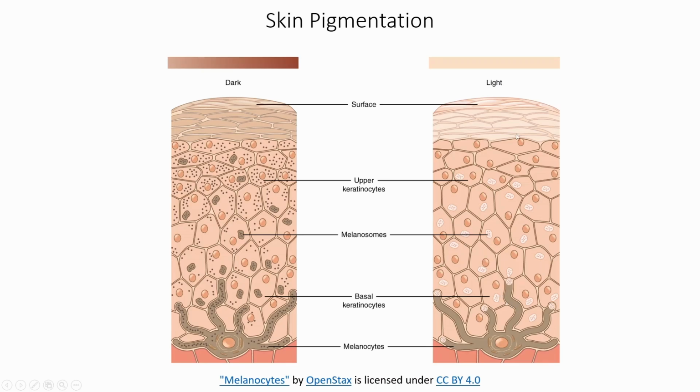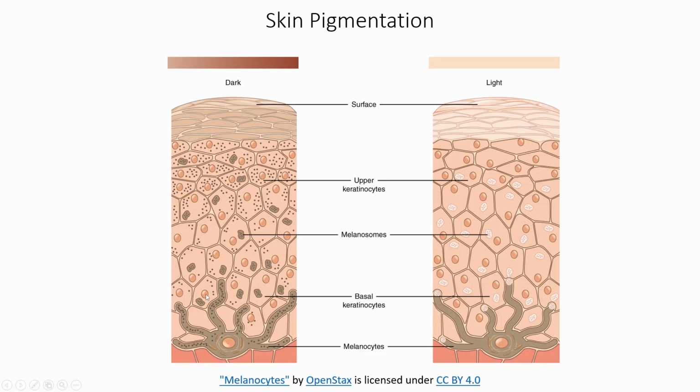But if you don't have very dark skin, like me, I am very light. I don't have a lot of these melanosomes with a lot of melanin, right? So I would look like this if we looked at my skin, where I'd have some melanosomes with some melanin, but not a whole lot.